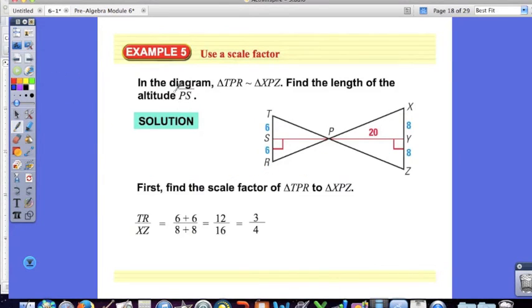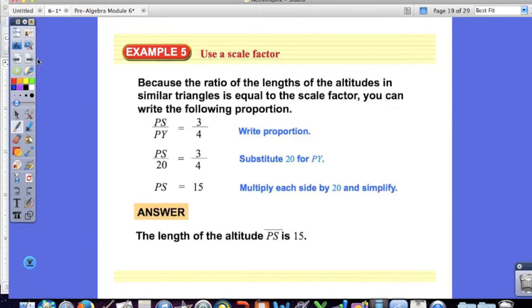Let's talk about how we would apply this. In this diagram, find the length of the altitude PS. So everything corresponds. If this is 6 to 8, and they go through this, 6 plus 6 is 12, 8 plus 8 is 16, so that's 3/4. So our new altitude is going to be 3/4 of 20, which would be 15.